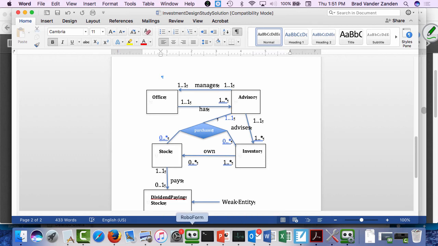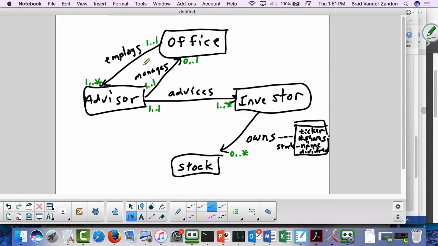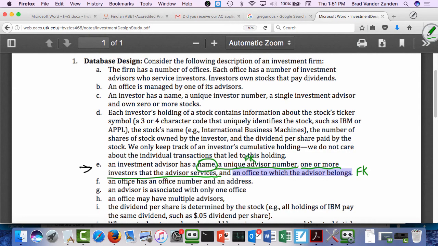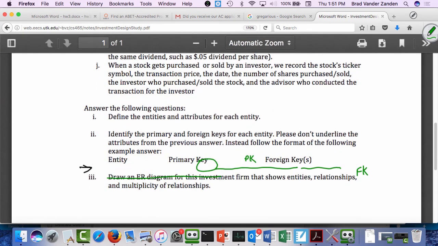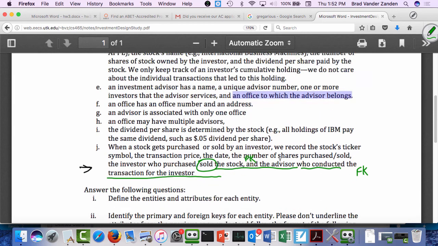So we can go back here. And sure enough, advisor has a single office, 1-1. So we were right. We already put in that multiplicity, but that just confirmed what we thought, that an advisor belonged to a single office. Okay, so E is done. By the way, notice we're answering the questions down here of entity, what the attributes are, what the primary keys are, and what the foreign keys are as we go through this.